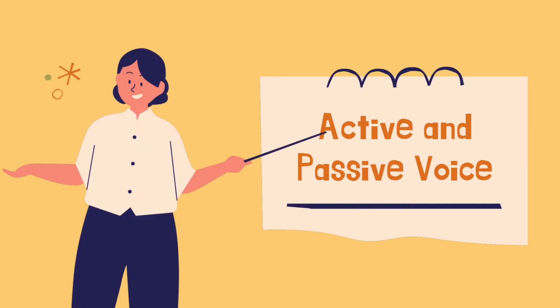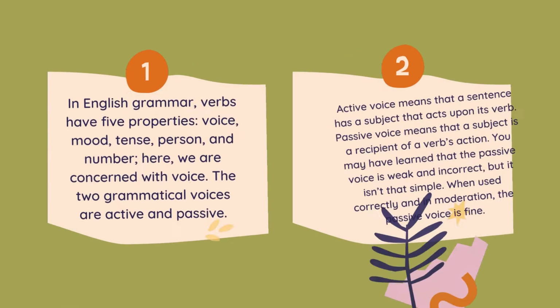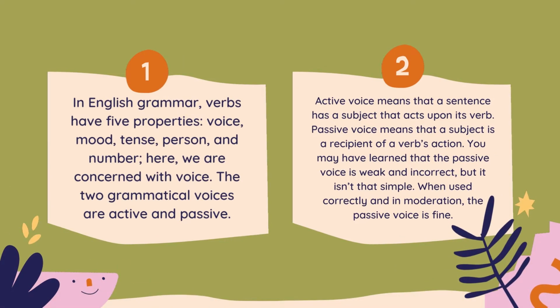Active and passive voice. In English grammar, verbs have 5 properties: voice, mood, tense, person, and number. Here, we are concerned with voice. The two grammatical voices are active and passive.